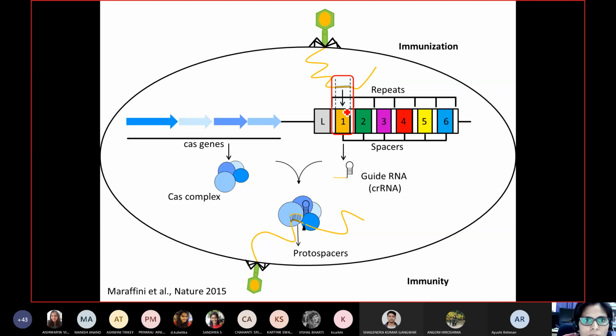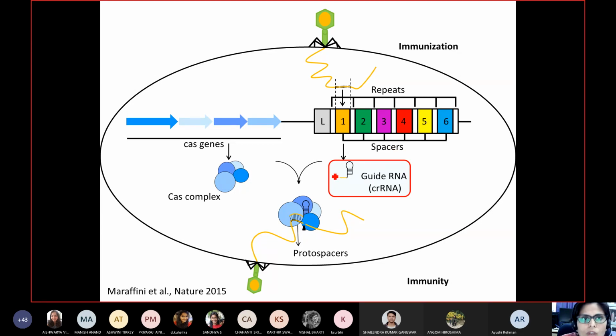Then this CRISPR locus is transcribed. The transcription is not shown here, but you can imagine that the whole CRISPR array can be transcribed as a long premature RNA, which is then processed into smaller pieces. After processing, what you get is the guide RNA, or so to say, CRISPR RNA. You call it both. So you get something called CRISPR RNA, which is the mature form of this complete premature RNA. So this is the mature RNA.